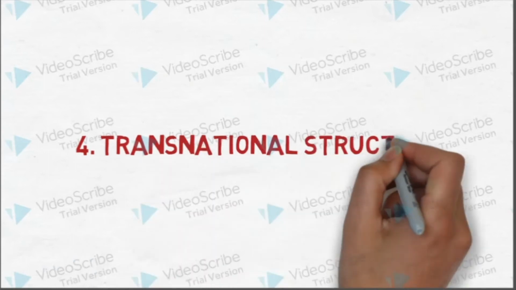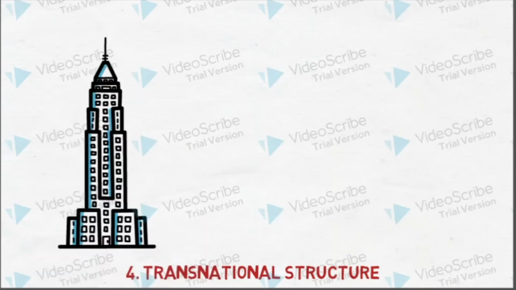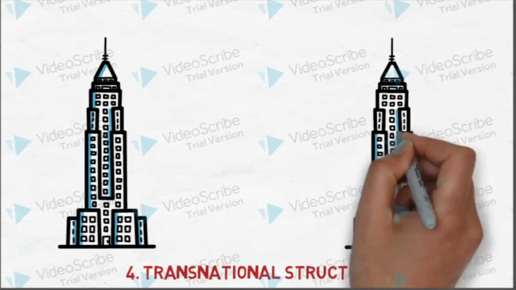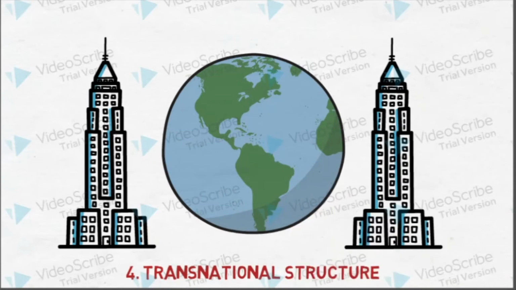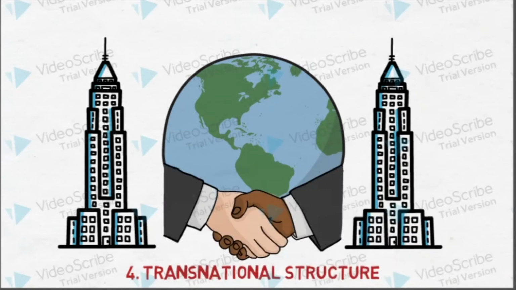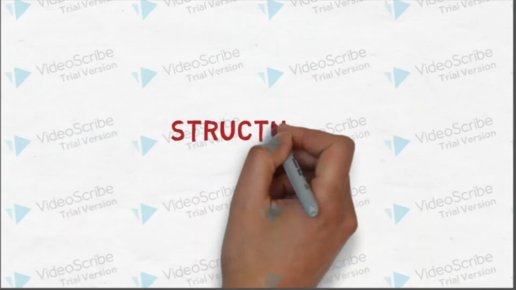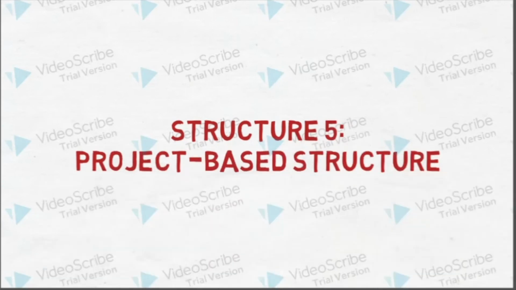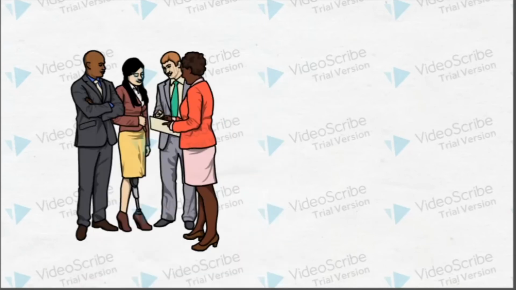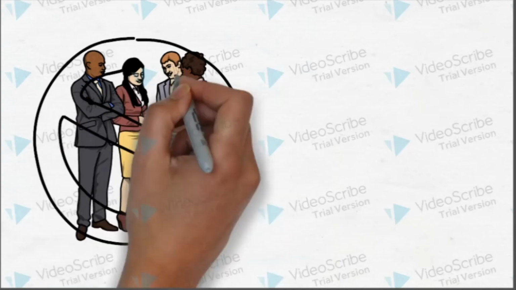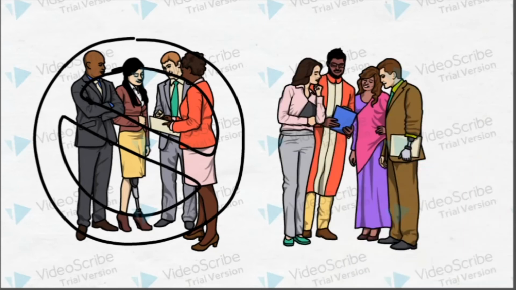Number 4. Transnational structure. This type combines local responsiveness with high global coordination. The success of a transnational corporation is dependent on the ability to achieve global competencies, local responsiveness, and organization-wide innovation and learning simultaneously. A structure that perhaps a few students have already had experience with is the project-based structure. A project-based structure is one where teams are created, undertake a specific project, and are then dissolved. The project-based structure can be highly flexible, with projects being set up and dissolved as required.